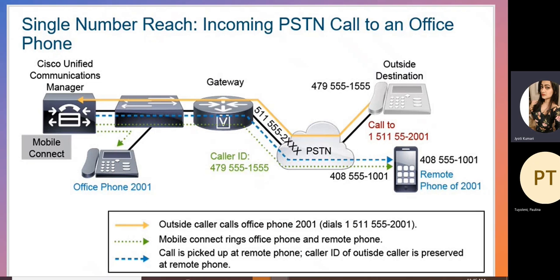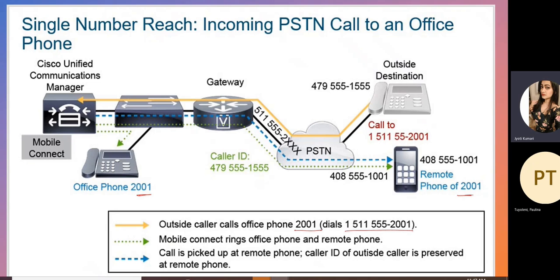So here we can see an example. We have a single number reach. There we can see a CUCM. We have an office phone. Then we have a remote phone with the same extension we have provided there. Now, what if there is an incoming PSTN call to an office? The outside caller calls office phone 2001 and dials its PSTN number, the standard number for this user.